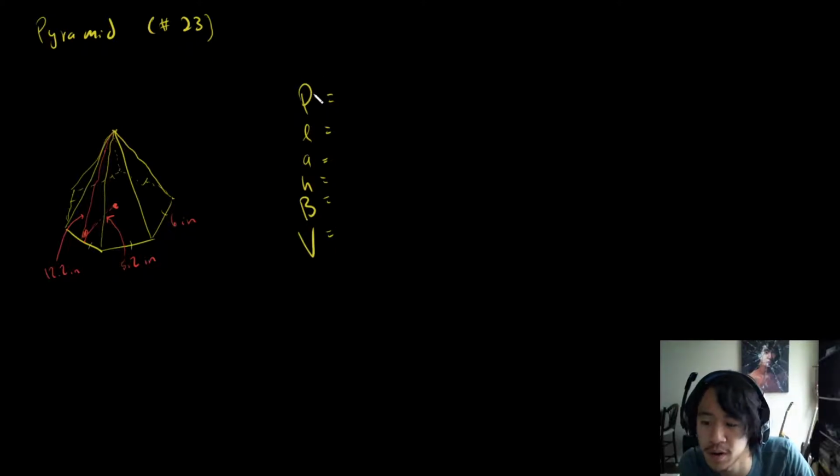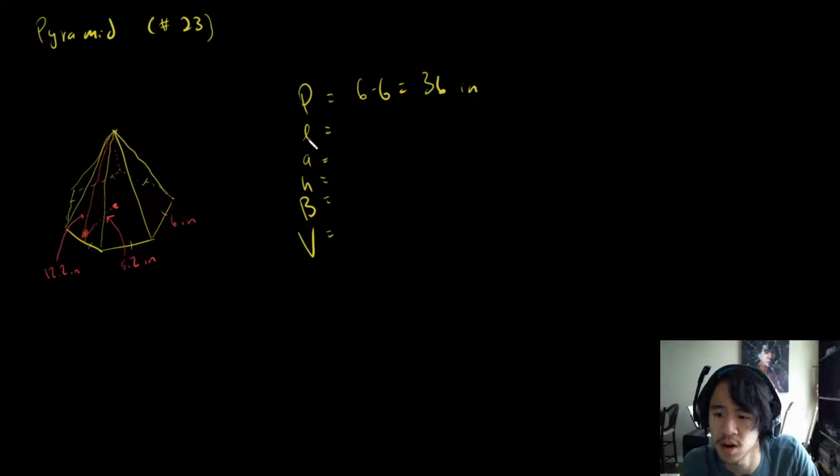So the perimeter, the length of one side is 6 inches, but we have 6 sides. So we're going to do 6 times 6 is 36 inches. Our slant height is going to be 12.2. Our apothem is 5.2. These are both inches. And now we have to find our height.